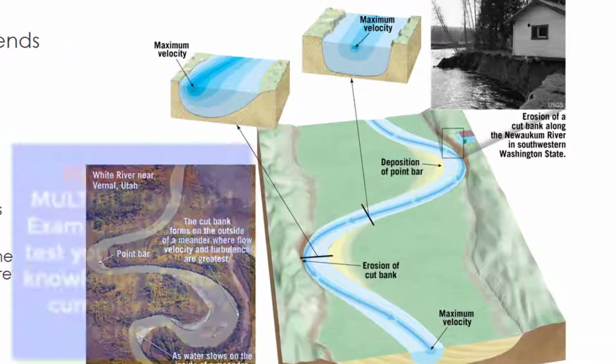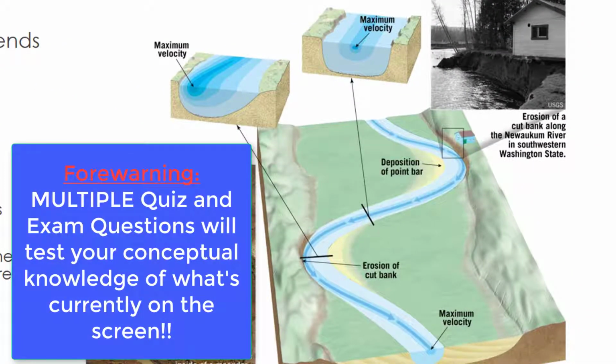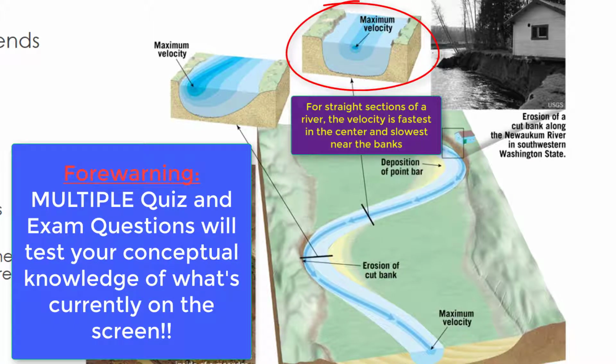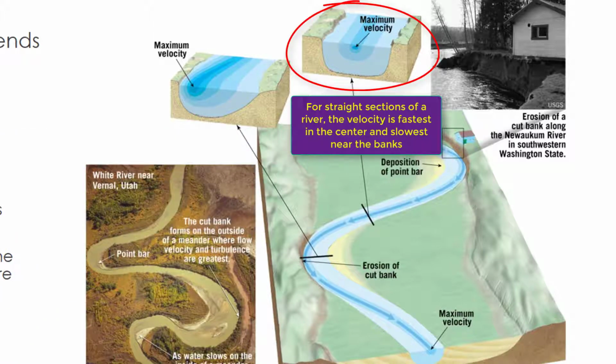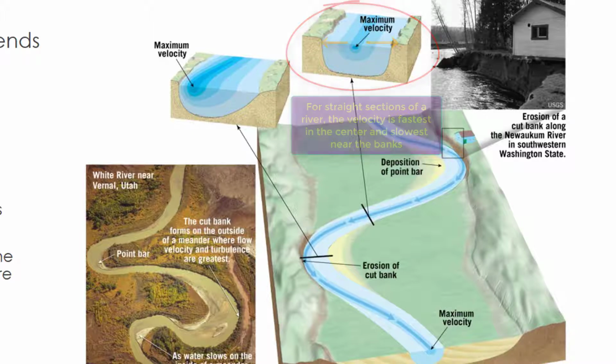Let's take a look at the image at the far right of this slide so that we can develop an understanding of river velocity. For straight sections of a river, the maximum velocity will occur in the dead center of the river. That darker blue region you see in the middle of this image is where the stream is flowing fastest, and as you work your way towards either bank, the river will be flowing at gradually slower speeds.